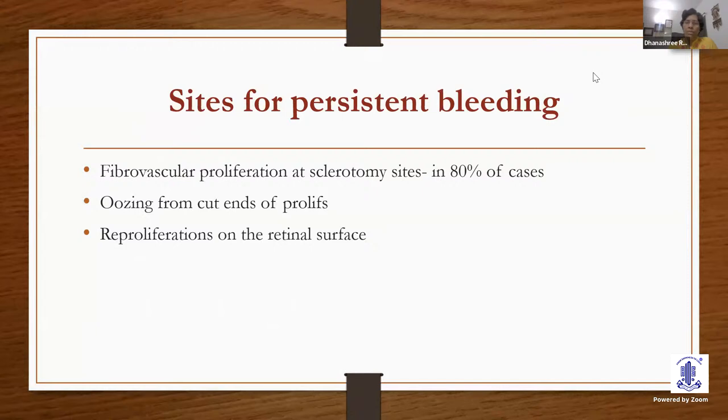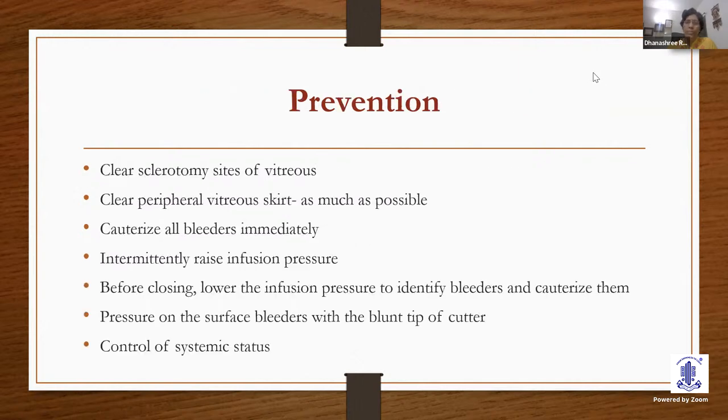The site for the persistent bleeding, in 80% of cases, is the sclerotomy site from where the fibrovascular proliferation will develop newly. But sometimes in the early postoperative period, there can be oozing from the cut ends of the prolapse, which can cause persistent bleeding. And rarely there can be a reproliferation on the retinal surface, which can also bleed. And how to prevent this recurrent persistent vitreous hemorrhage?